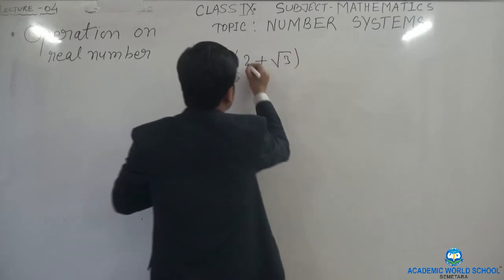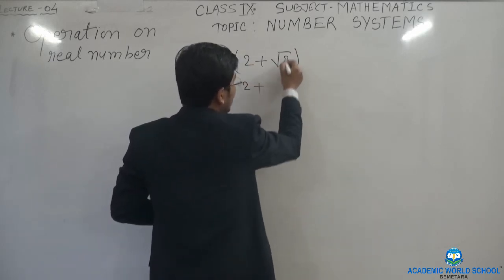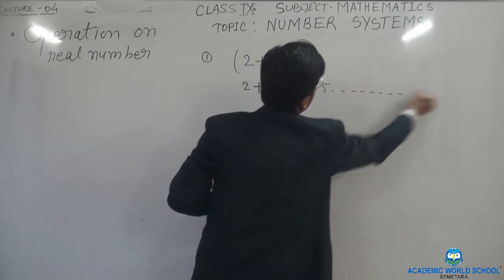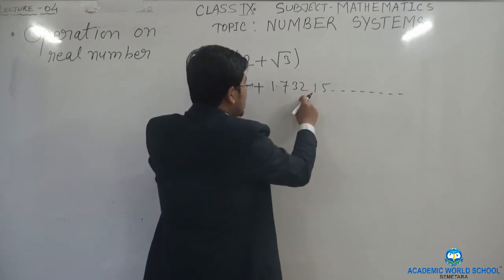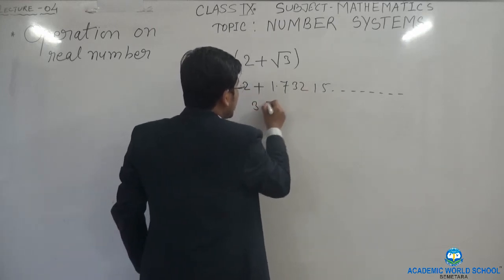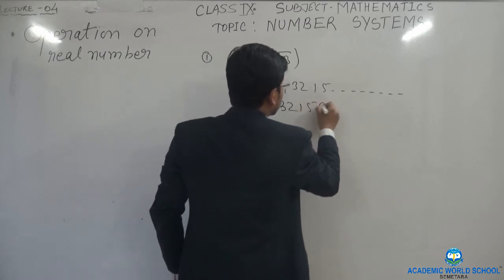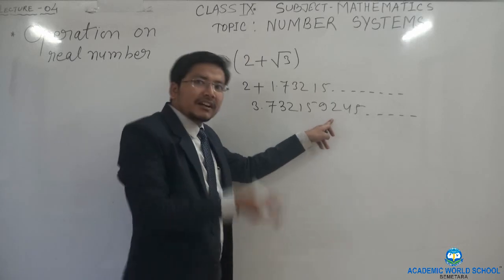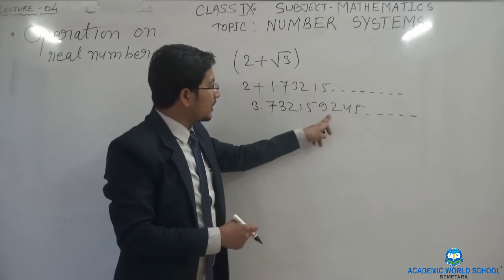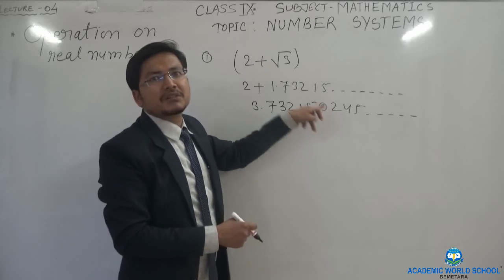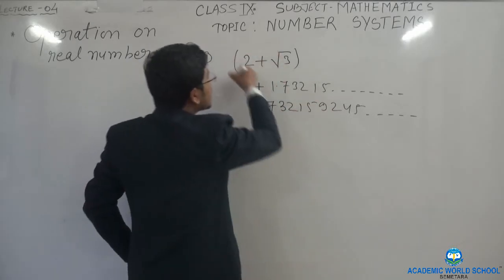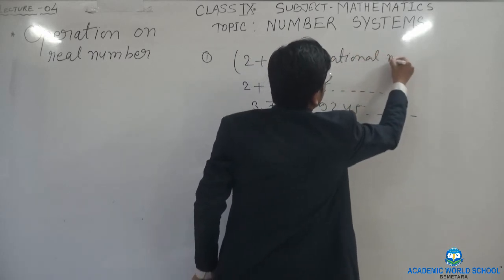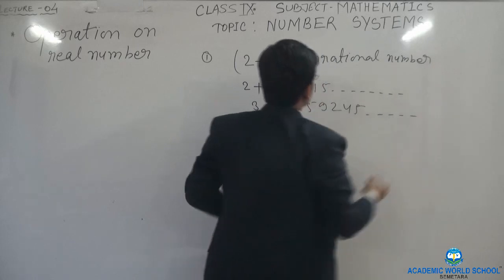How will it become an irrational number? Because this is 2 plus root 3. What is the value of root 3? 1.7 3 2 0 5 and keep on going. So if I add this, this will be 3.7 3 2 0 5 and keep on going. So this will be an irrational number, because this is a non-repeating, non-terminating decimal expansion. So this is an irrational number.